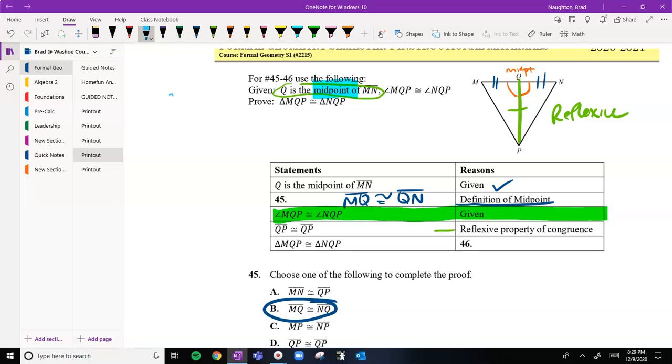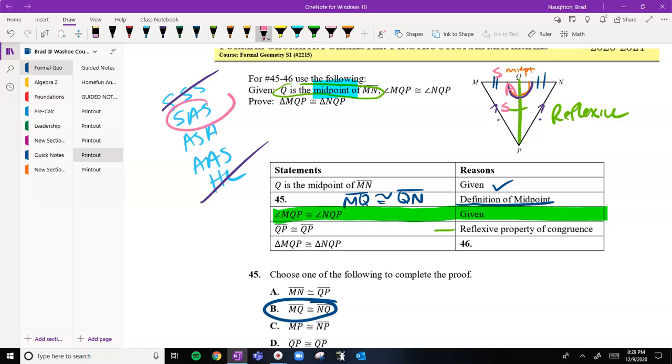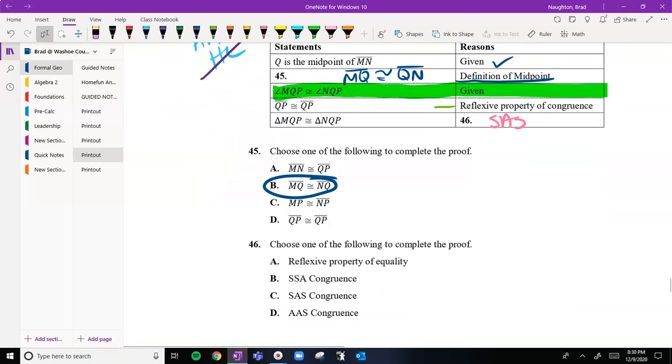So if we look at all of our choices: side, side, side, SAS, ASA, AAS, and HL. I can cross out HL right off the bat because these are angle arcs, they're not right angles, and SSS because I have no information right there. So I have been given two side pieces of information and an angle, so this has to be SAS. So we'll put a SAS right there, and then we'll circle C for our correct answer.